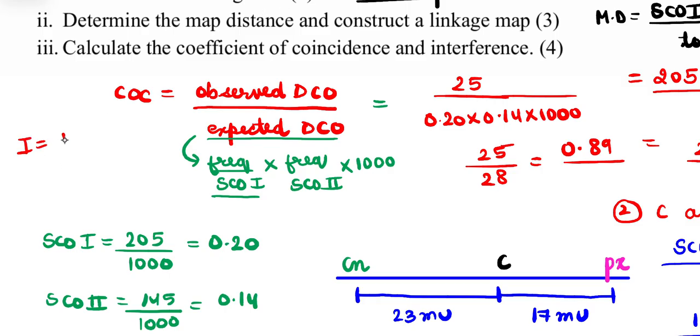If it's greater than 1, then your data is somewhere inaccurate. Then interference is 1 minus coefficient of coincidence. So interference should be 1 minus 0.89. The theoretical knowledge of interference and coefficient of coincidence, I assume you know. So I'm just solving it in the form of numericals. So it is approximately 0.11. So this is the answer.